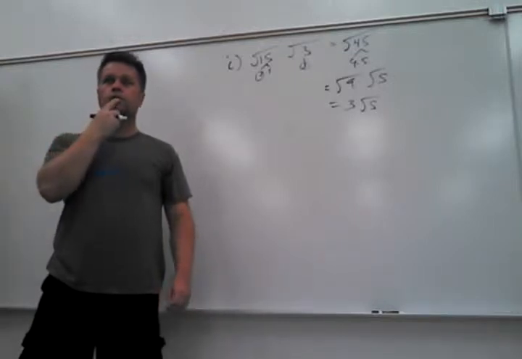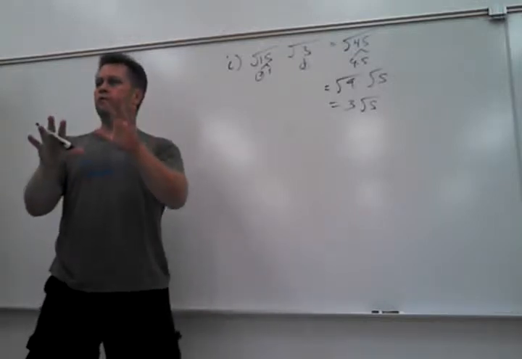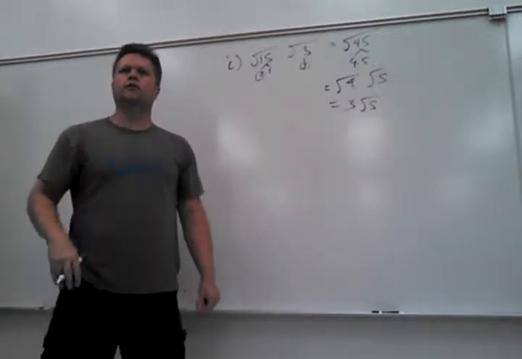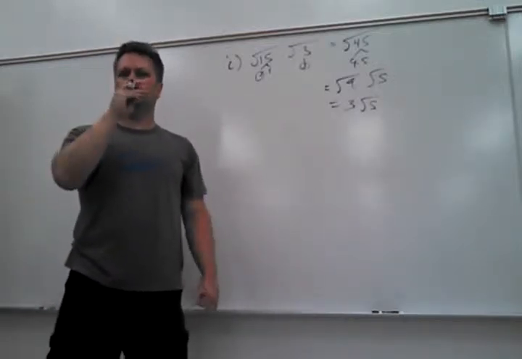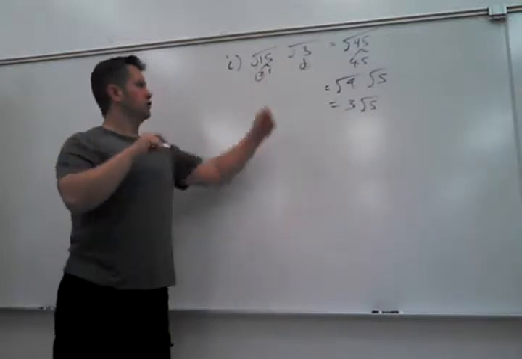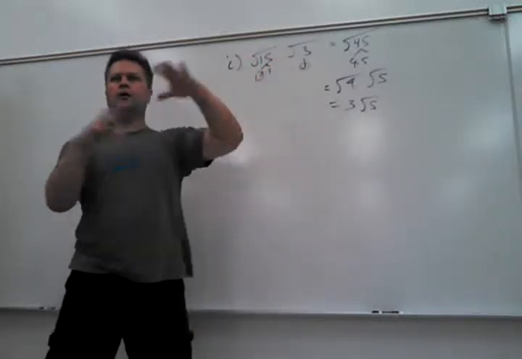Oh, you multiplied them all. Is that cool? Because the only reason you can do that is because they're both in the root. They're both second roots. If one of them was a cube root and the other one was a square root, I could not do that.